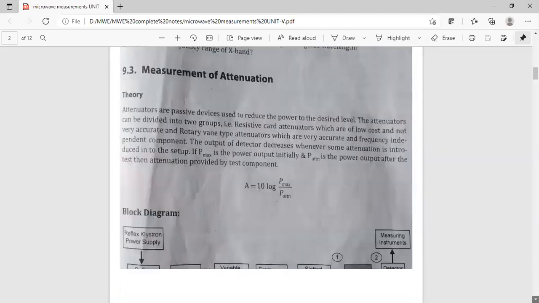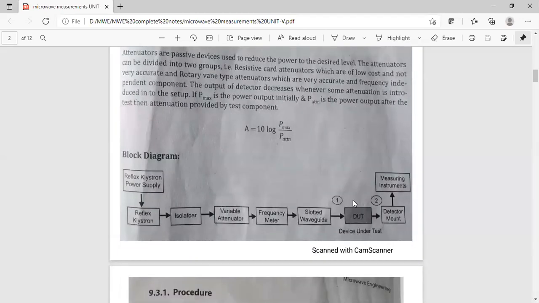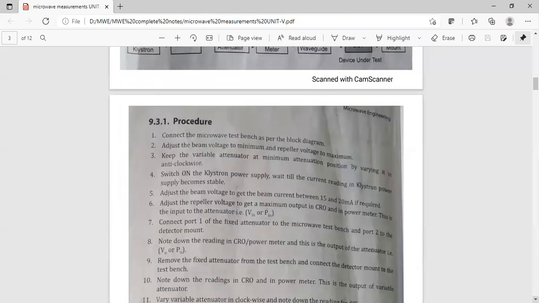And for attenuation measurement, as I mentioned, initially we won't keep the DUT. We find out the maximum. Here the measuring instrument is a power meter, so we calculate the power output. Next, we connect the device for which you want to measure the attenuation, and calculate the output, that is the attenuated power. Use this formula to calculate power attenuation. So this is the procedure.